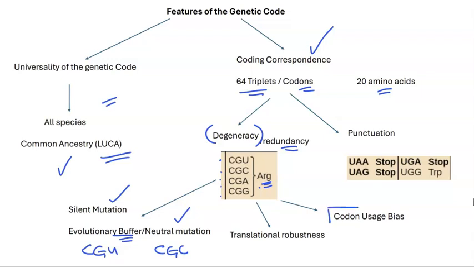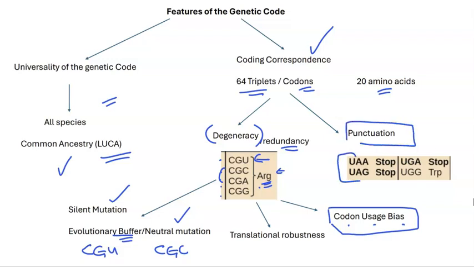Some species tend to show a preference for some of these codons over other ones. This is known as codon usage bias. And then, as previously mentioned, we mentioned the punctuation, including the methionine with AUG in the codon. So that's our genetic code.